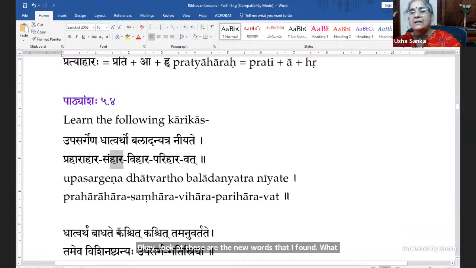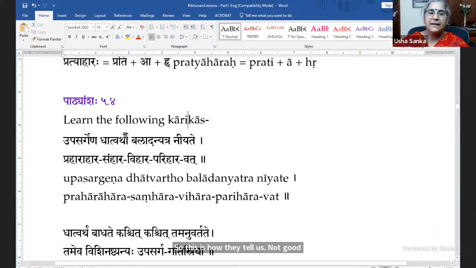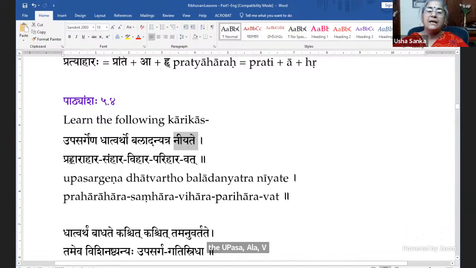You find Hara. This is a very Prachina shloka. Prachina means, what you call, old times. An old-times shloka which comes to us for learning, and this is how they tell Upasarga to children, for attraction. They put all these words in a shloka form so that they learn it, they understand it, and they are oft quoted shlokas whenever the topic of Upasargas comes. So this is how they tell us. So the Dhatvartha is taken by the Upasarga Balat, by force, Anyatra, to another place. He is taken like this.